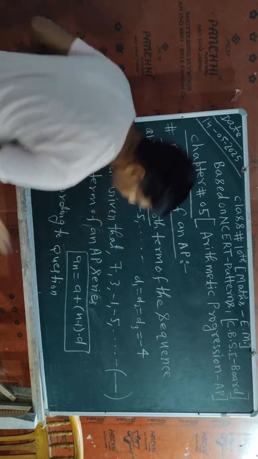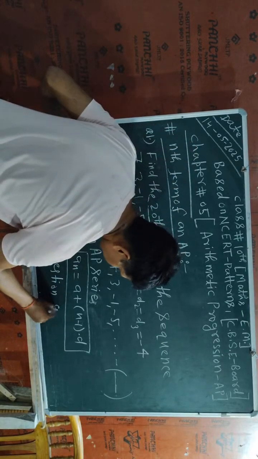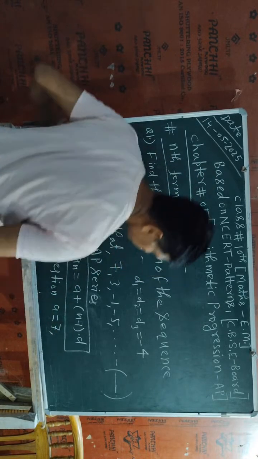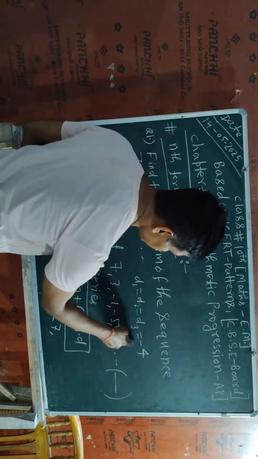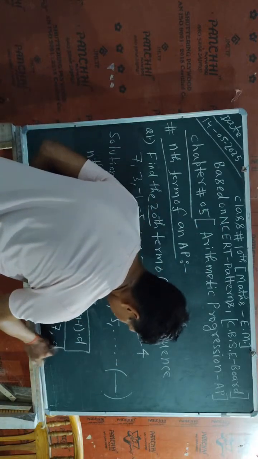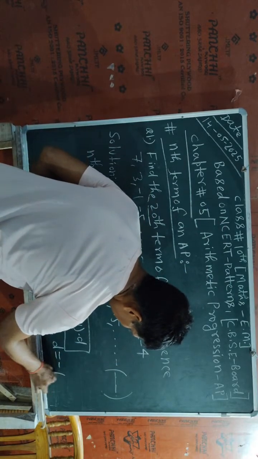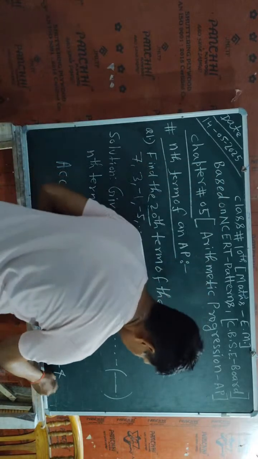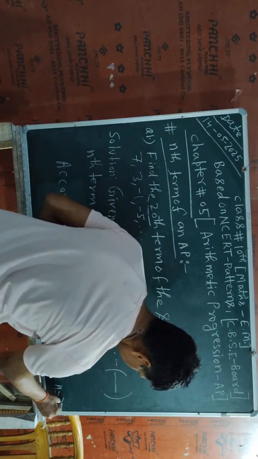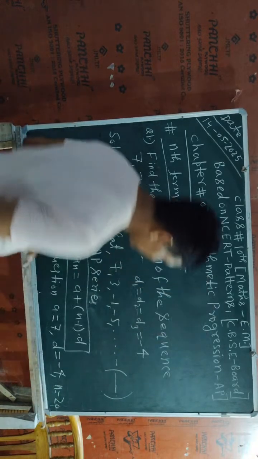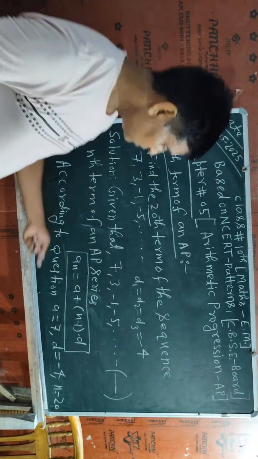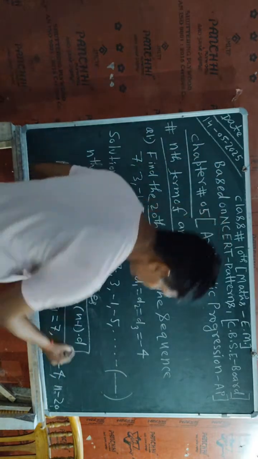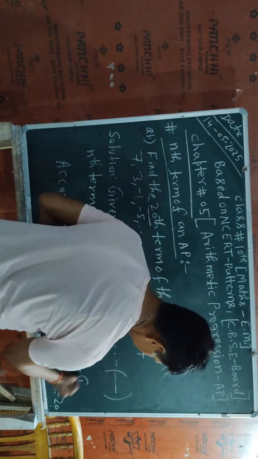According to the question, the value of a is equal to 7. Now, the common difference I have already obtained here, the value of d is equal to -4. And the nth term is given, the value of n is 20. I have to write 20 there. Now, the values of a, d, and n, I will call this equation number 1.